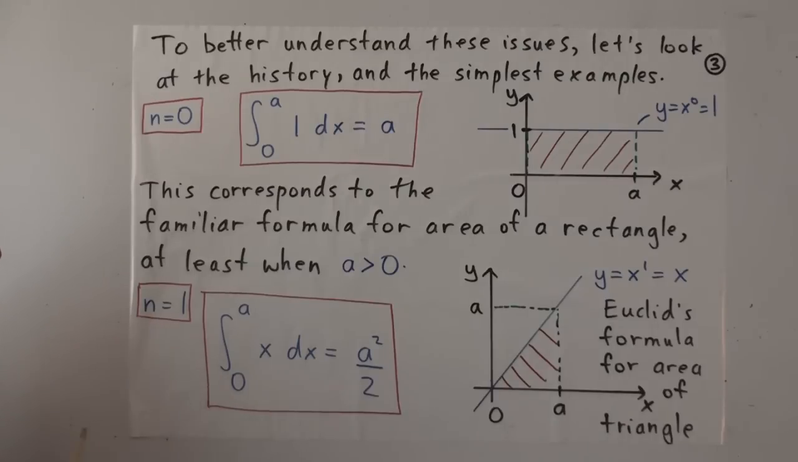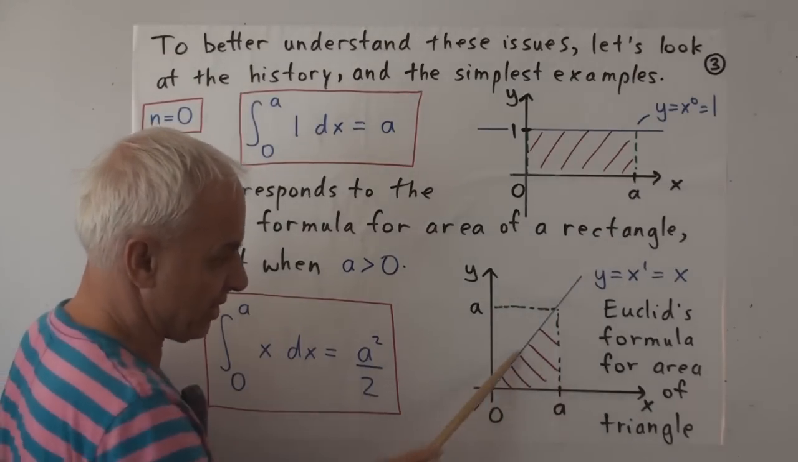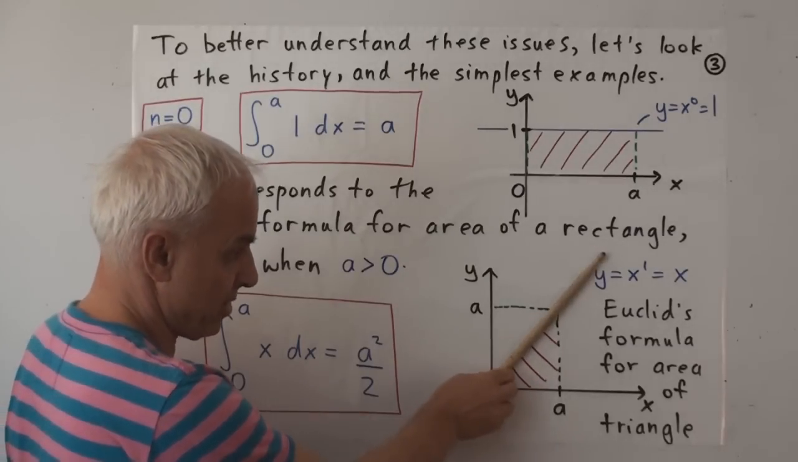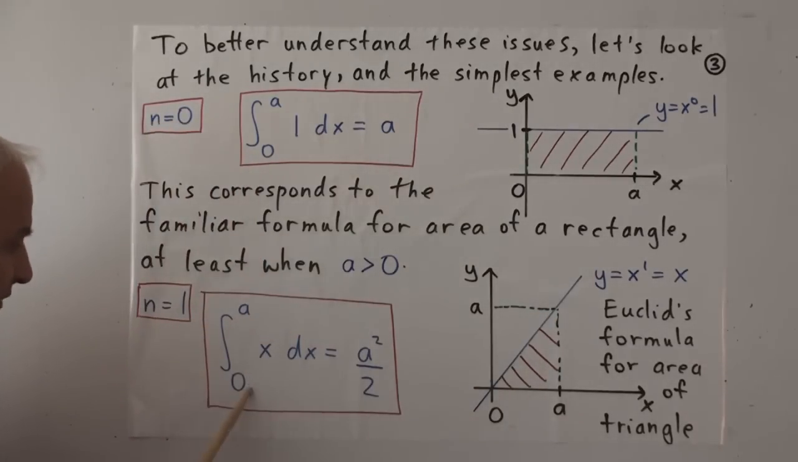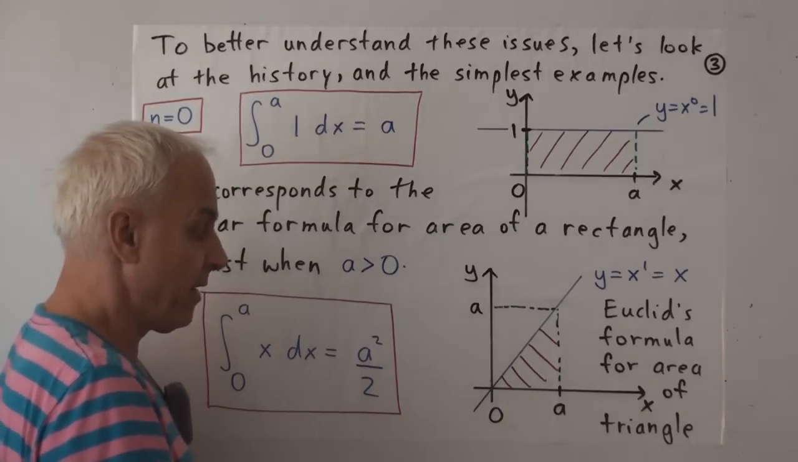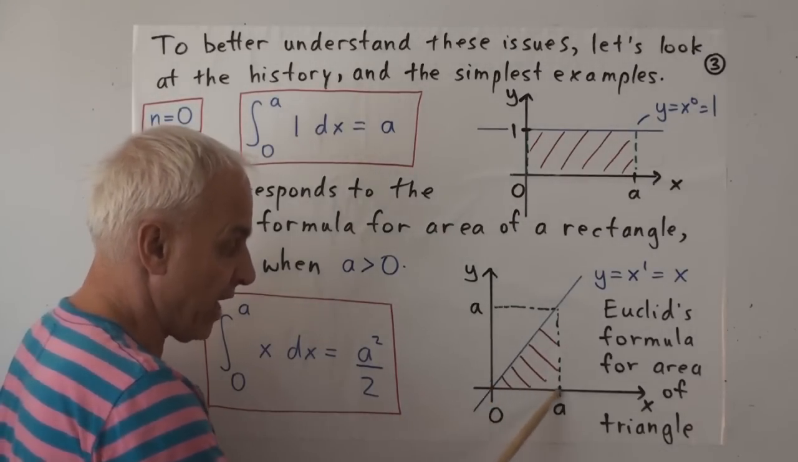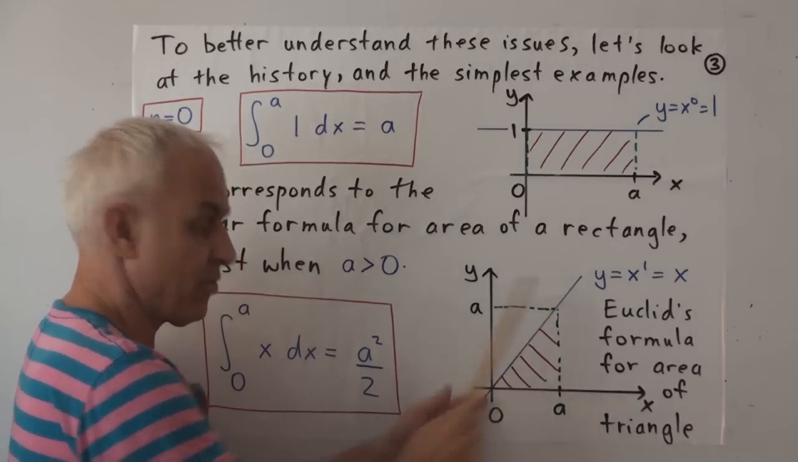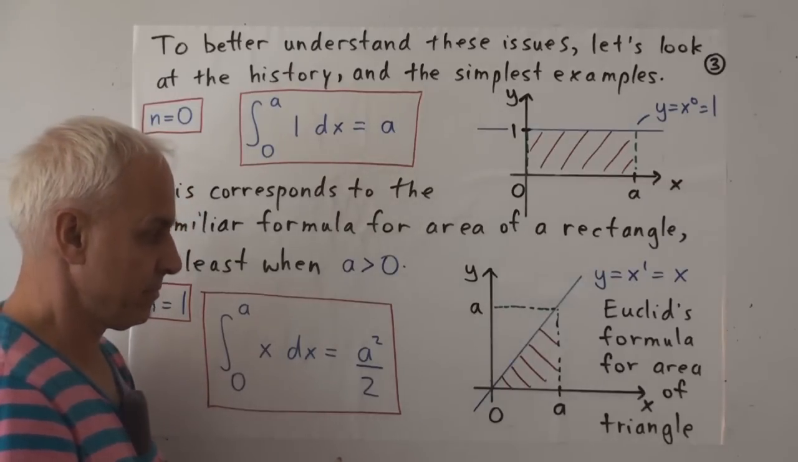All right, now let's look at the next case. When n equals 1, we're talking about integrating a linear function, the function x. Here's the graph of x. It's just a straight line, of slope 1. So the integral from 0 to a of x dx, we're talking about the area from 0 to a under this graph, under this line.